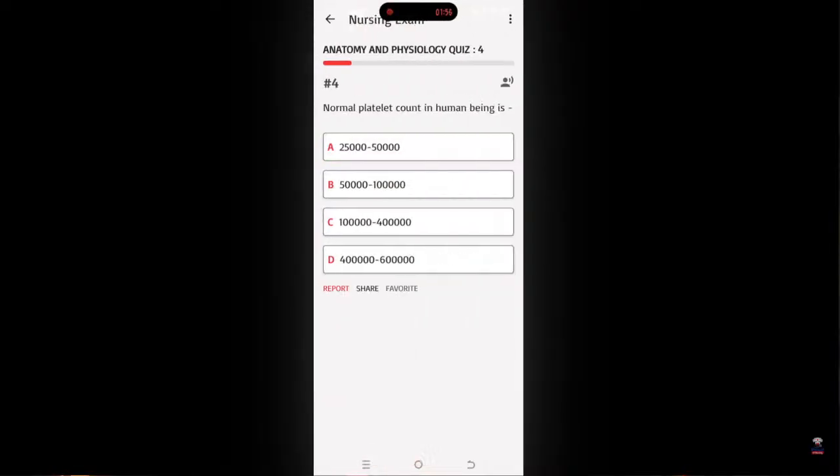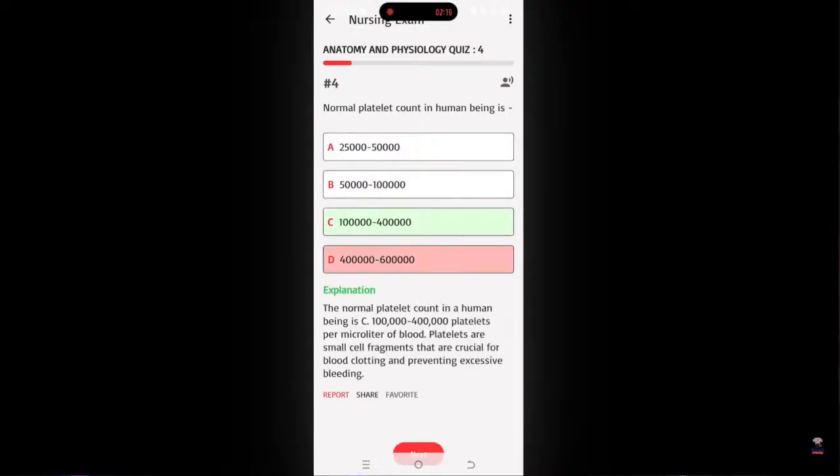The normal platelet count in a human being is A. 25000-50000, B. 50000-100000, C. 100000-400000, D. 40000-60000. No, the correct answer is C. The normal platelet count in a human being is 100,000-400,000 platelets per microliter of blood. Platelets are small cell fragments that are crucial for blood clotting and preventing excessive bleeding.